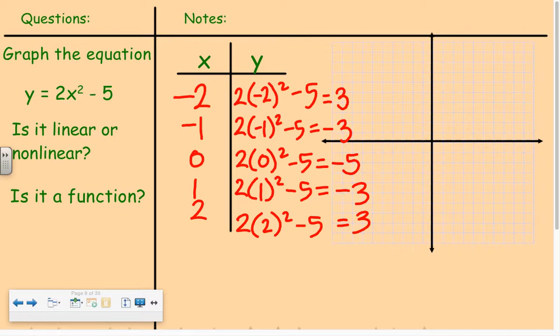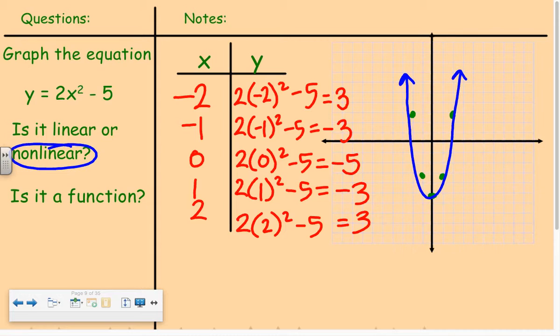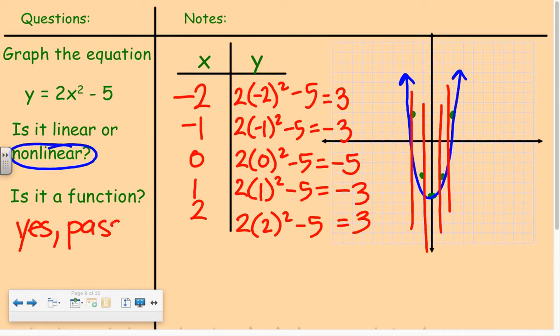All right, so if I graph those 5 coordinate points, I've got -2, 3, -1, -3, 0, -5, 1, -3, and 2, 3. So this graph will create a parabola if I connect the dots. Parabolas are nonlinear because they're not a straight line. And if I perform the vertical line test, my red line is touching my blue line once each time, so it is a function. So yes, passes the VLT, the vertical line test.